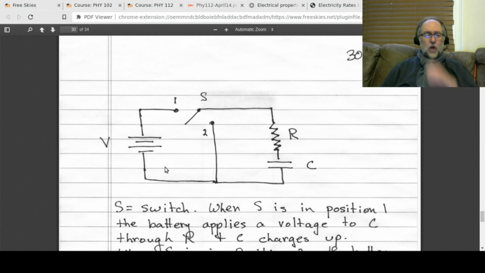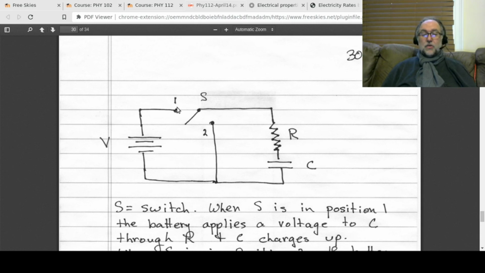Here it is. I've drawn both the charging-up and the discharging circuit, because a capacitor can either charge up through a resistor or discharge through a resistor. So what do we have here? We've got a new component in here. We've got our battery, we know what that is. We've got a resistor. We've got a capacitor. And then we've got this switch S, and this switch S can be in one of two positions.